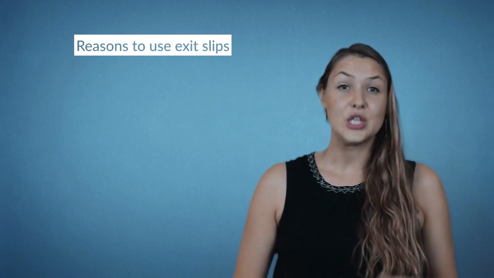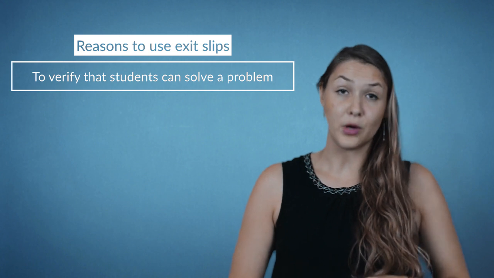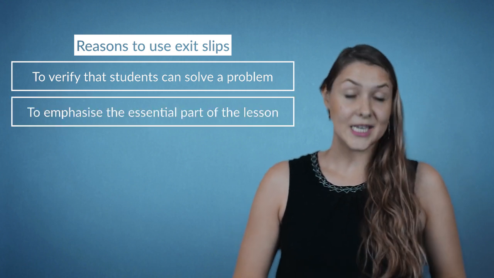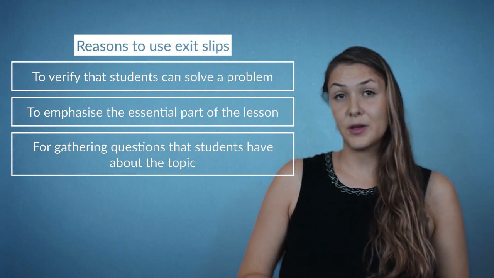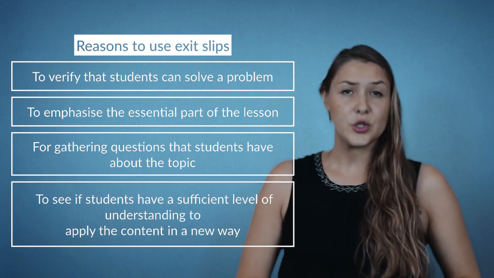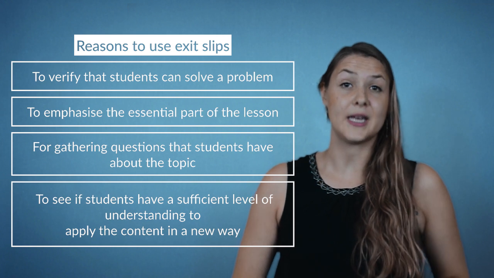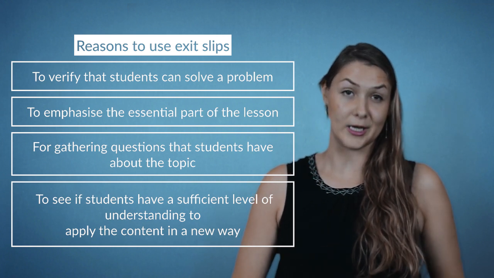As the name implies, you use exit tickets at the end of a class. The main goal is to check students' understanding, but there are a couple of other reasons you might want to use exit slips as well. To verify students can solve a problem, to emphasize the essential part of a lesson, for gathering questions that students have about a topic, and finally, to see if students have a sufficient level of understanding to apply the content in a new way.